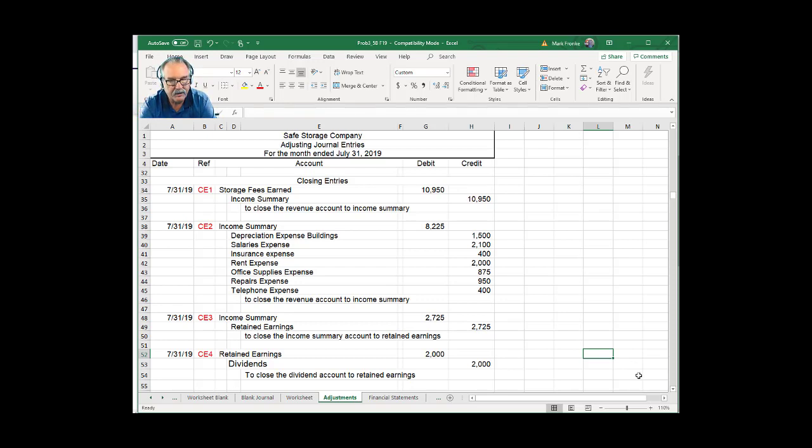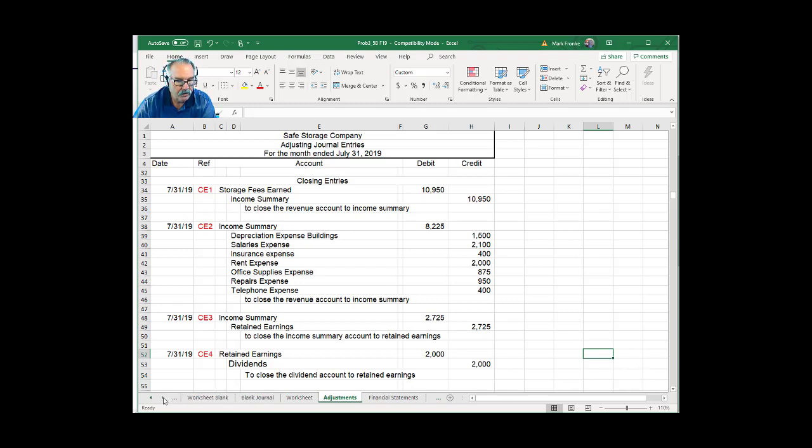Debit income summary, that zeroes that out, and we move that $27.25 into retained earnings as a credit, which makes retained earnings go up. And then our 4th entry is to record the dividends that were paid. So we're going to debit retained earnings. That makes retained earnings go down, and we wipe out the dividend account, which has a debit balance.